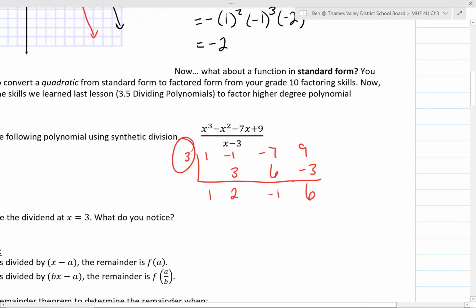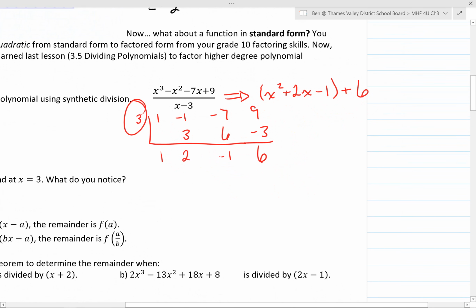So that means that if I were to give my quotient and remainder, then my quotient here would be x squared plus 2x minus 1 plus a remainder of 6.